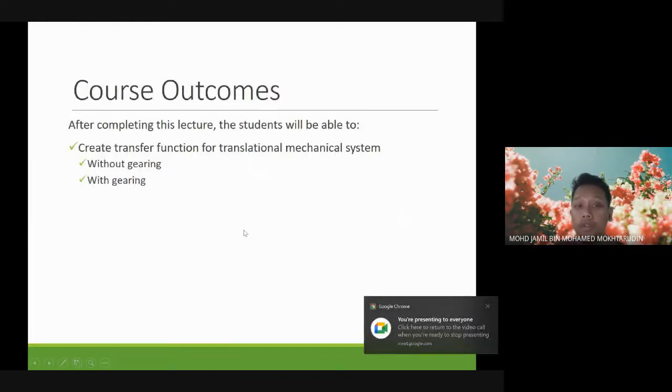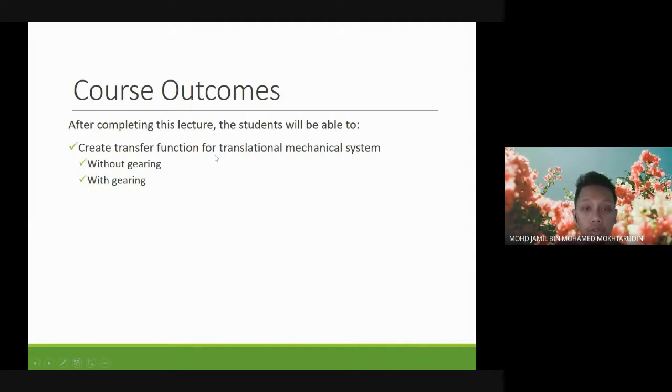Okay, so after completing this lecture, you will be able to create the transfer function for a rotational mechanical system without gearing and also with gearing.